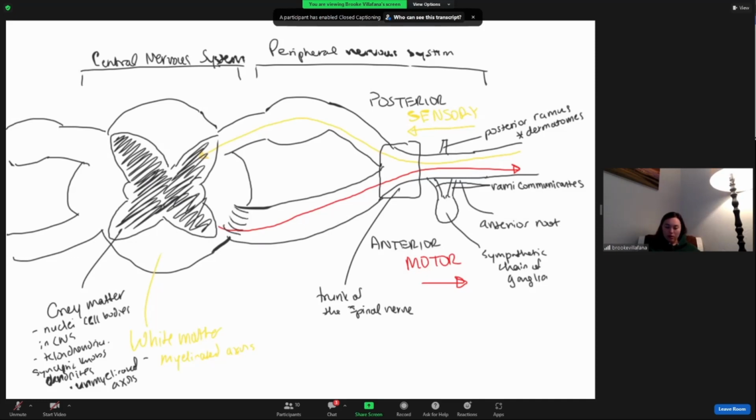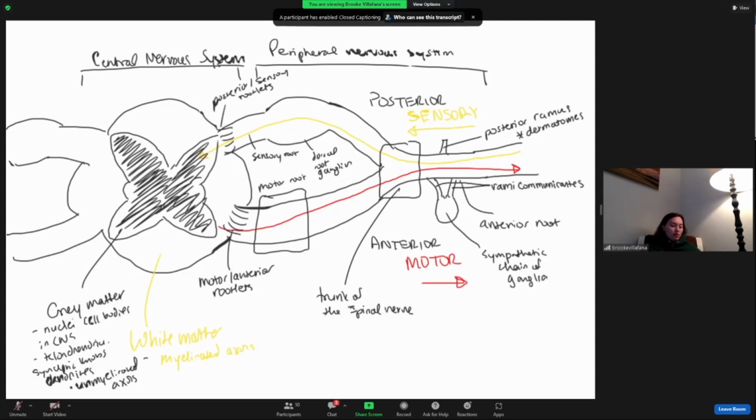There are motor or anterior rootlets that attach into the actual spinal cord, and then there's the motor or anterior root, the motor root over here. Posterior sensory rootlets, and then the sensory root. Like I already said, this is the dorsal root ganglia.